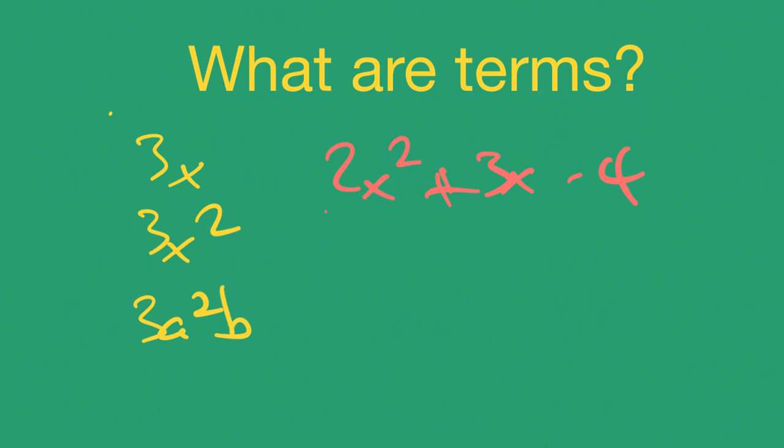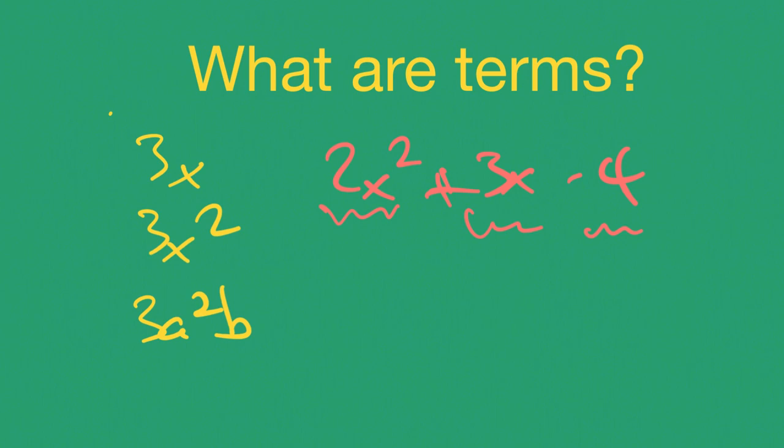Okay? 2x squared is a term. 3x is a term. Negative 4, right? We talked about this the other day. A minus sign and negative sign are kind of one and the same. That negative 4, that minus 4 is another term. So how many terms are in this expression? How many? 3. There's 3 terms there, okay? Terms are separated by pluses and minuses.